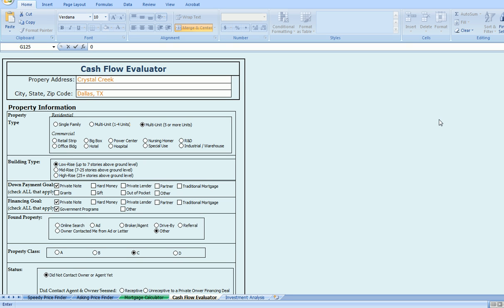My name is Monica Main, and I'm going to go through what I call my cash flow evaluator, which is an Excel spreadsheet that's going to show you exactly how to get the cash flow from a potential commercial property deal that you'd like to do, to determine whether or not it's a deal that you would like to pursue.